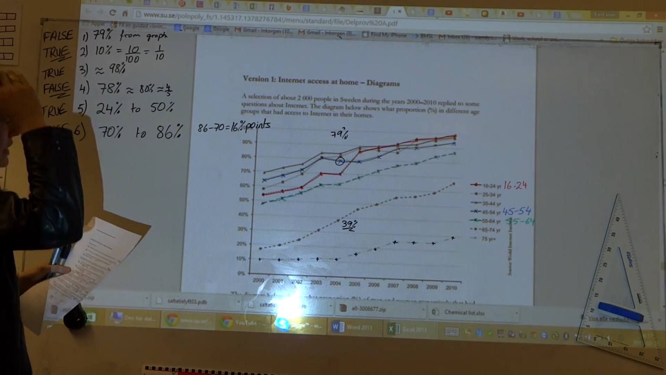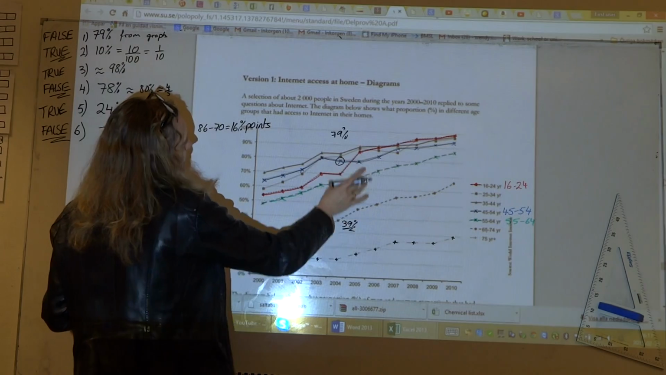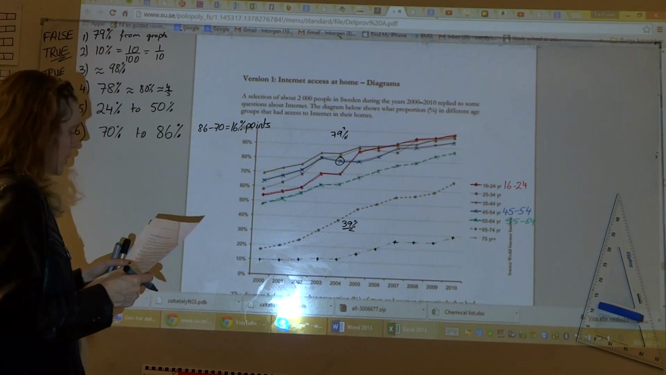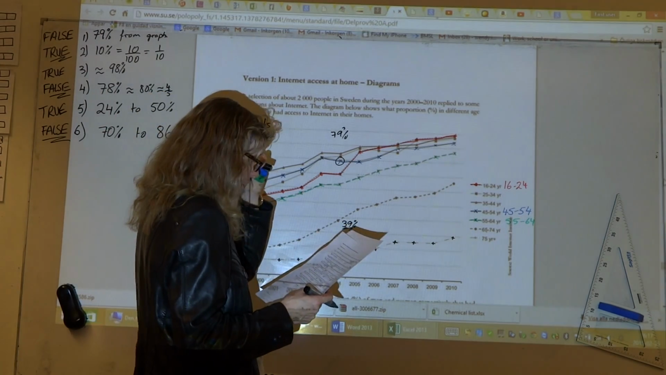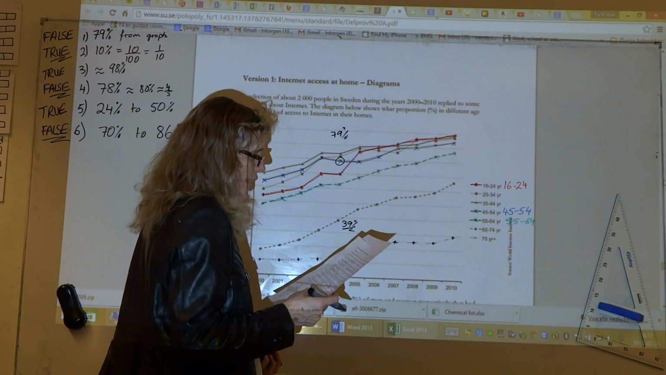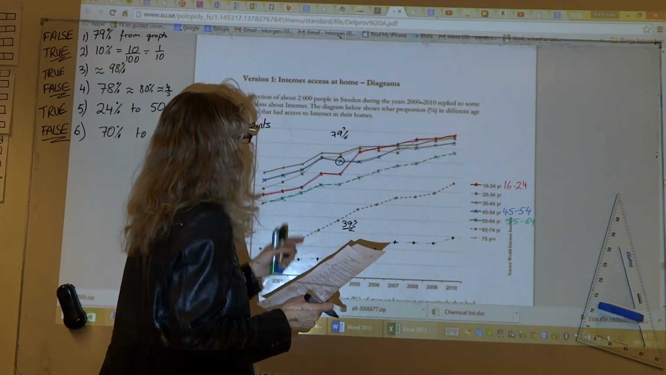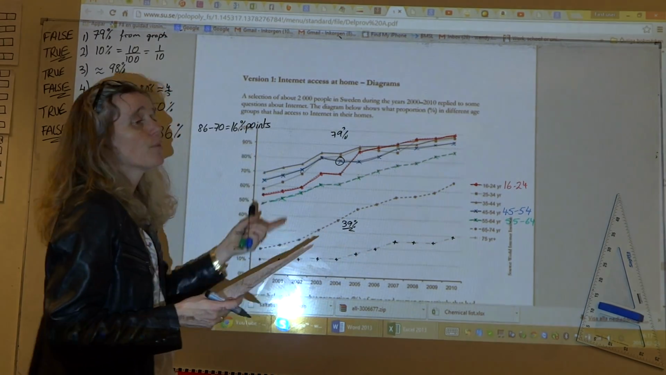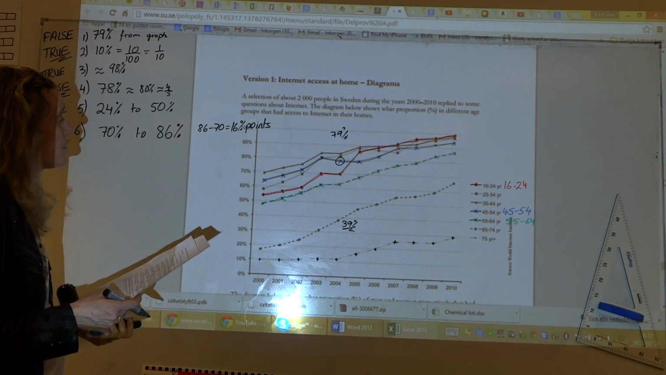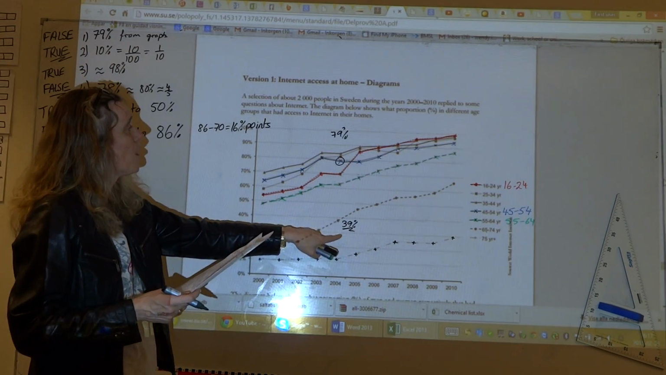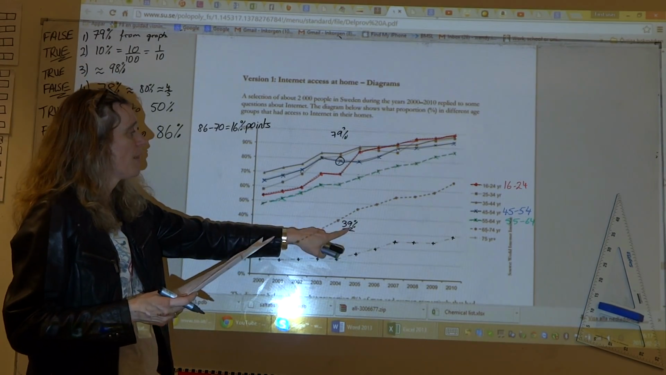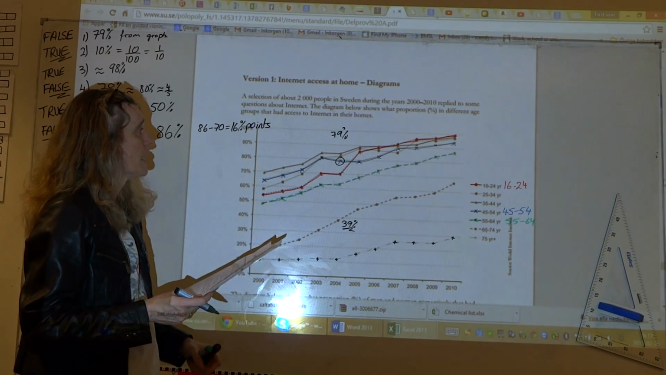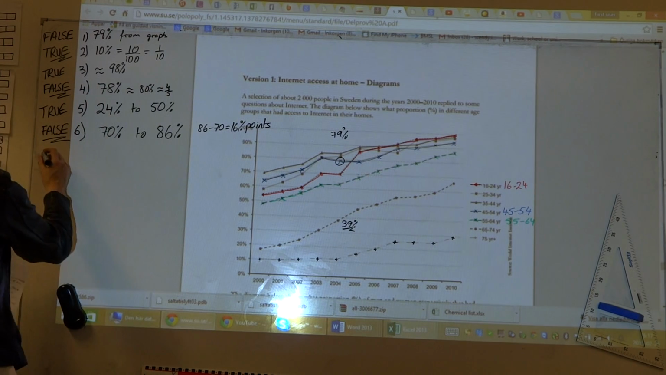And the question is, are there twice as many from this age group to this age group? Well, percentage-wise there is, but we actually don't know anything about the number of people. Only if we both questioned maybe 200 people in both groups, but we don't know how many people they questioned. We only know the proportion that had access to internet here, and the proportion that had access to internet here. So we have to say false to question 7.